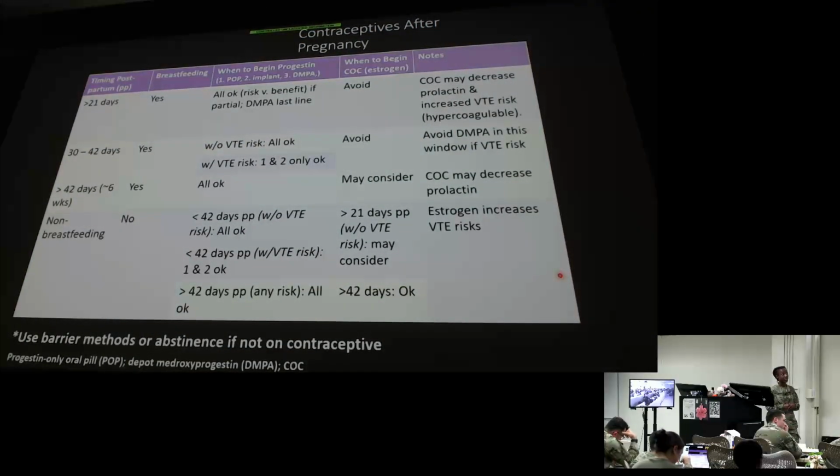So this is what I was just talking to you about. I know this chart looks overwhelming. If you look at the memory jog, it makes it a little bit cleaner for you. I went through and rebuilt the chart again after building what the CDC had. So when you look at this, this is showing my timing postpartum. How many days after delivering my child can you give me a POP or a combined oral contraceptive? And then, am I breastfeeding or am I not breastfeeding? That plays a role as well. So you're looking at two different things.